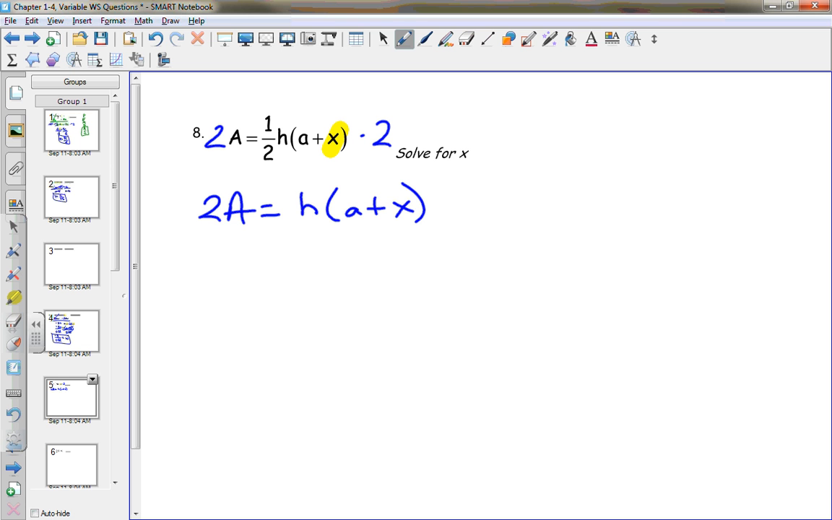So what do you guys want to do here? What are you guys wanting to do here? How do you get rid of that h? Okay, there's 2 options. How many of you would divide by h? What's another option? Distribute the h, okay? You're not wrong either way.